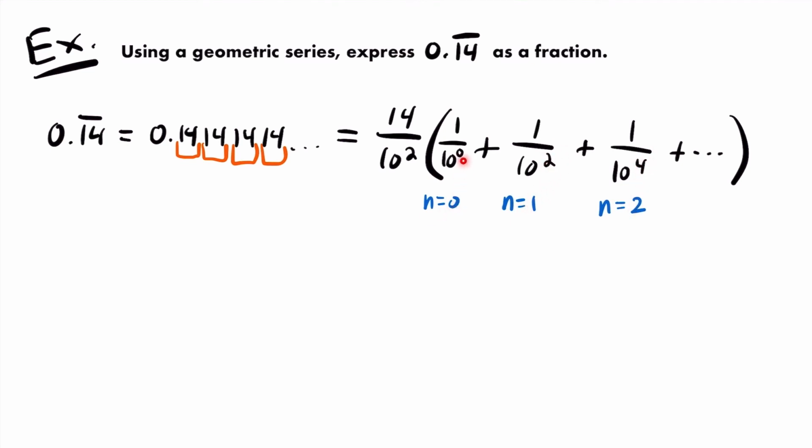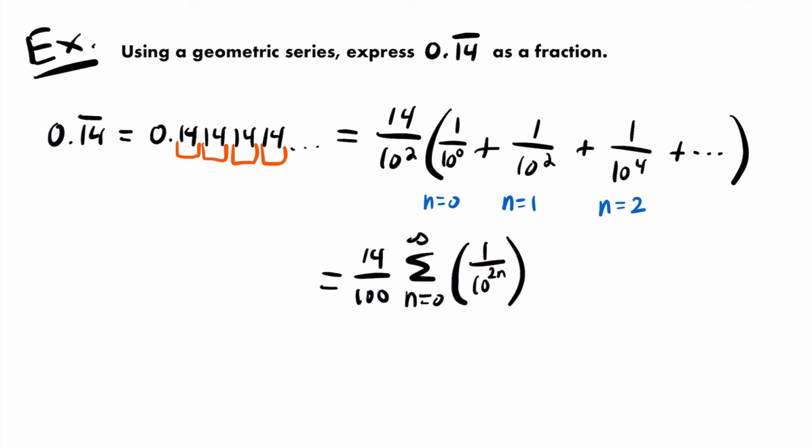2 times 0 is 0, 2 times 1 is 2, and 2 times 2 is 4. And so our geometric series will look like this. We'll first have 14 divided by 10 squared, or at this point we can just rewrite that to be 100, so we'll have 100 times the sum from n equals 0 to infinity of 1 divided by 10 to the power of 2n. Remember, we're multiplying the value of n by 2 to get the powers of 10, and so 2n will be that power.